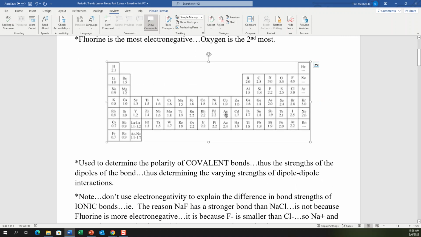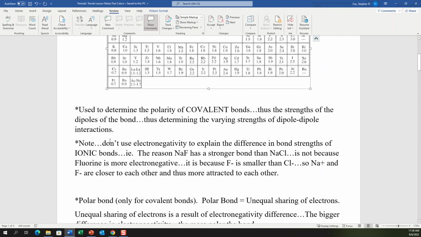When are you going to invoke electronegativity? When you're talking about polarity, okay? So when you're talking about polar covalent bonds, you will never, never, ever use electronegativity to explain the strengths of ionic bonds, right? So if you're asked why does sodium fluoride have a stronger bond than sodium chloride, you would not say because fluorine is more electronegative than chlorine. Electronegativity has nothing to do with ionic.